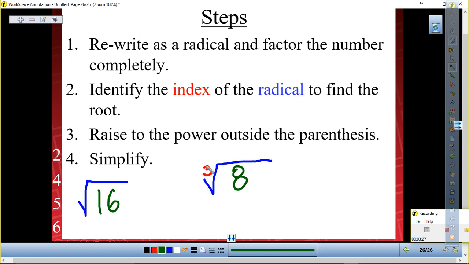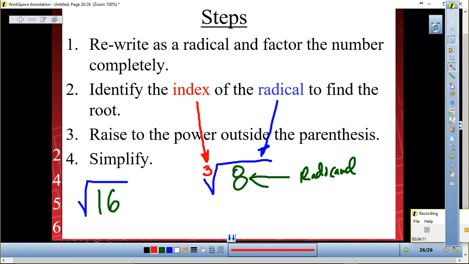So from now on, the symbol is known as a radical. What does this little number outside mean? What's it called? Index, and I'll show you what it means. This number inside has a special name. This one is called the radicand. Copy that, please. Radicand. So this one is the radical. Radical, dude. And this is the index. And the inside is called the radicand.